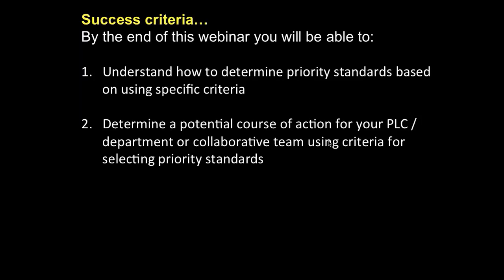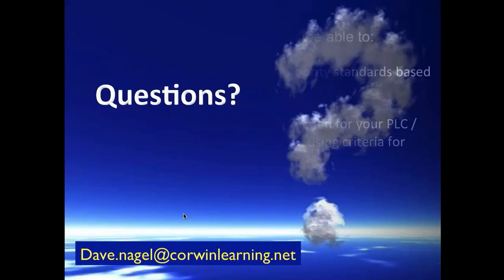Again, by the end of this webinar and the subsequent one, 2A, you'll be able to understand how to determine priority standards using the criteria, and then hopefully start to think, what is a course of action that we can use the matrix just for our PLC or the collaborative department or course team to use a criteria in selecting priority standards. That second criteria point will be emphasized more in webinar 2A, which is coming shortly.